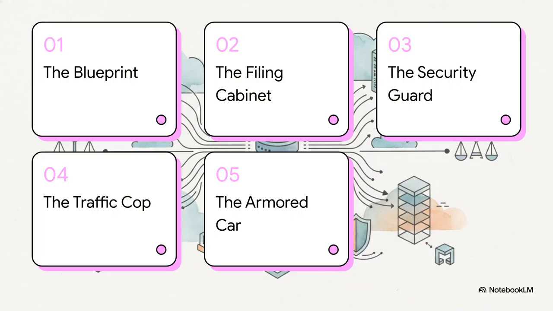To see how this works, we're going to explore the 5 distinct capabilities of Nginx, basically treating it like the ultimate digital multi-tool. We'll be looking at the blueprint, the filing cabinet, the security guard, the traffic cop, and finally, the armored car. Let's get right into it.